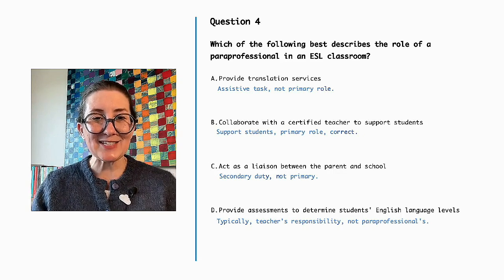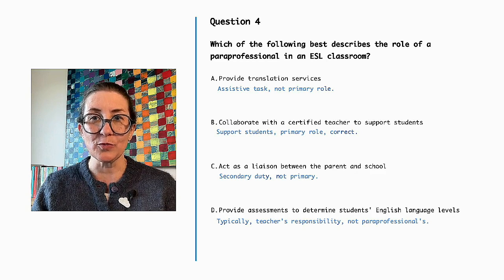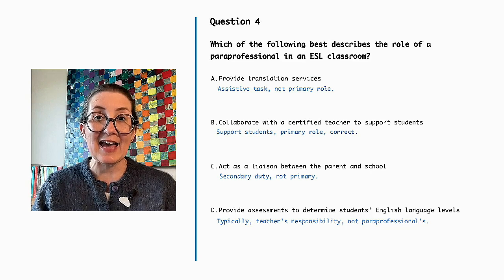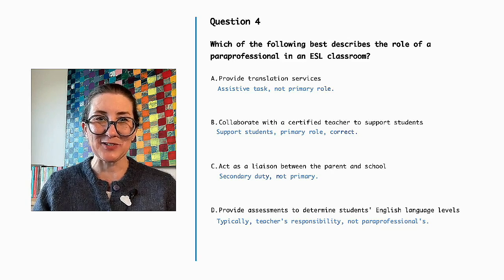The correct answer here is B. The primary role of a paraprofessional in an ESL classroom is to work alongside the certified teacher to provide additional support to students, helping to implement instructional strategies and assist with classroom management.